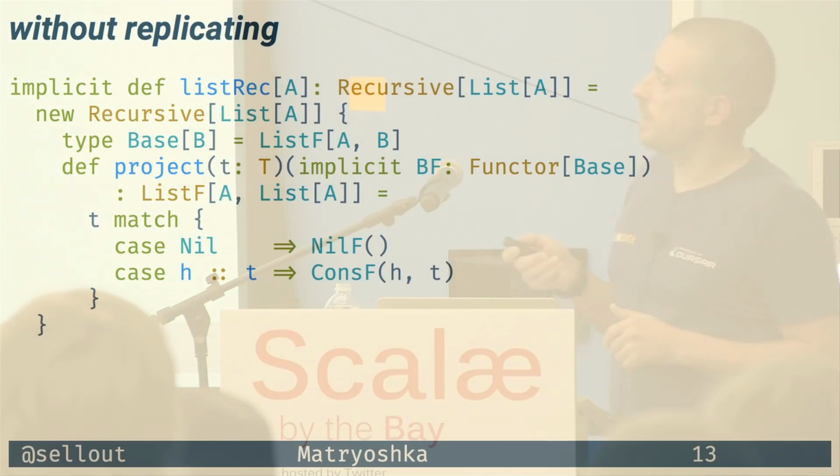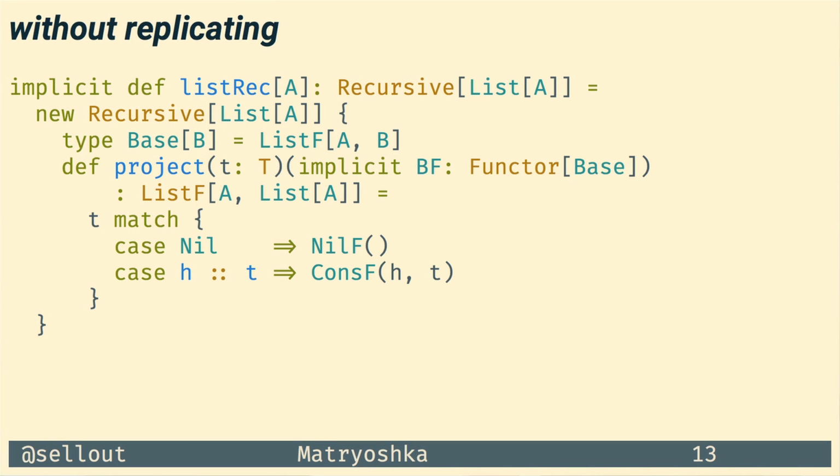But it turns out you don't actually have to replicate lists. You can actually define a recursive instance of this recursive type class on list directly. So you can just say that list of A, right, is recursive. You still have to tell it what the functor is, and that's actually why it's defined in this particular way.